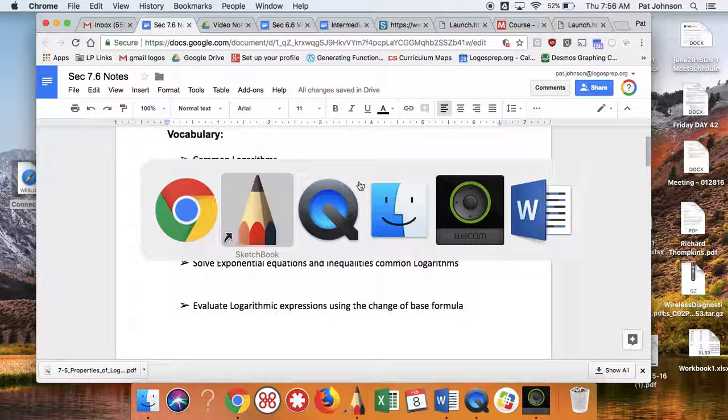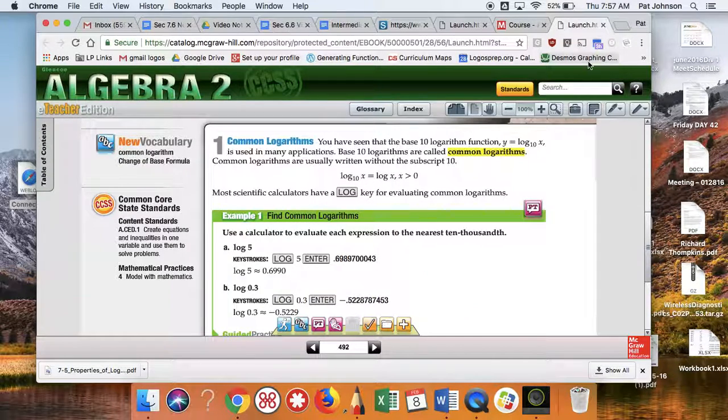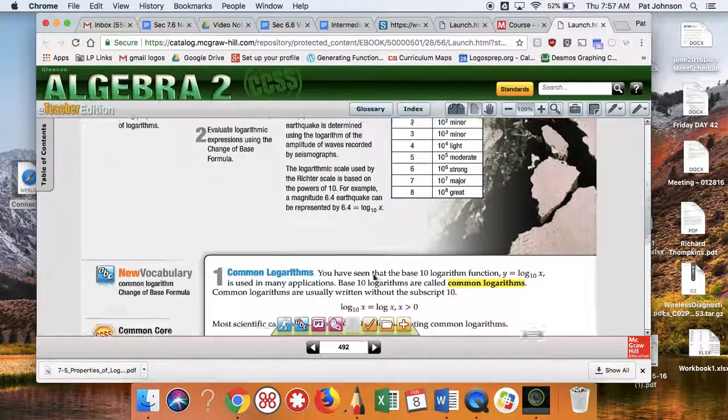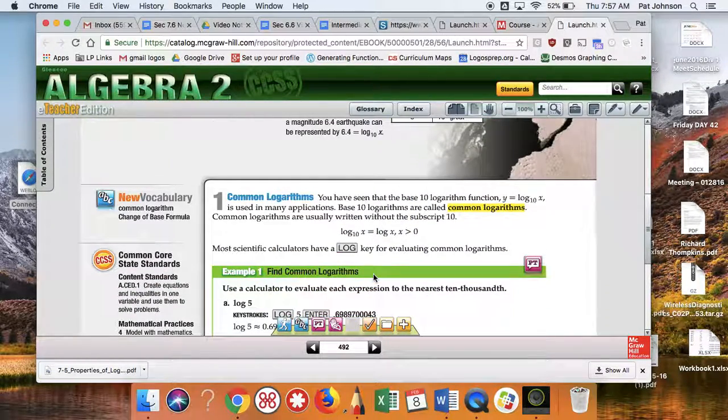All right, so let's go straight into the textbook. First of all, let's define what we mean by common logarithm. A common logarithm is simply a logarithm with a base of 10. You see here it's written log of x base 10 is equal to log of x when x is greater than 0. Because it's a common logarithm, the base is implied. So if I have the logarithm of x written with no base, it's always implied to be the common log, which means it has a base of 10.